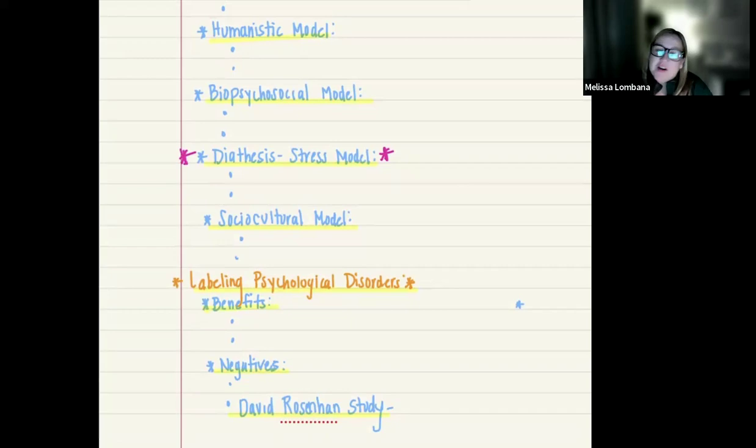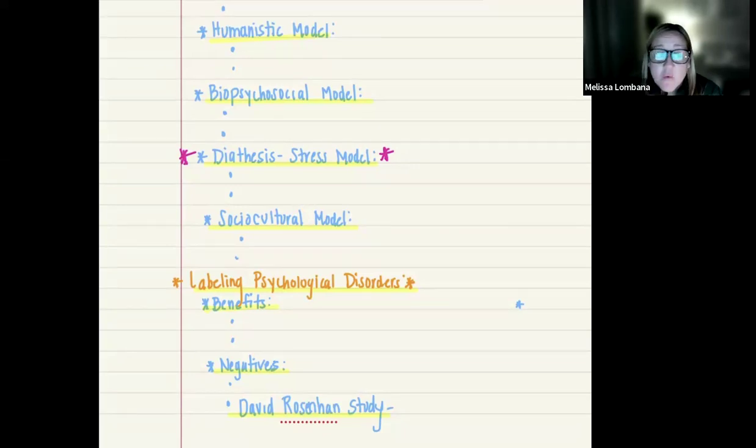What are some benefits? What are some negatives with this? Some of the benefits of labeling and getting a diagnosis is basically treatment. You're getting the proper treatment for the disorder. It helps people struggling with these disorders understand their behaviors, as well as their families, to better understand what this is and how they can get help. And it allows for better treatment and managing of that disorder.